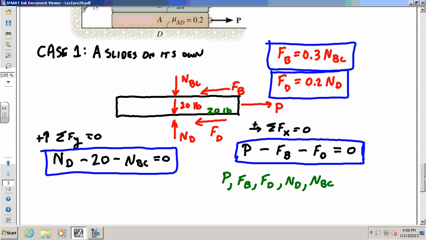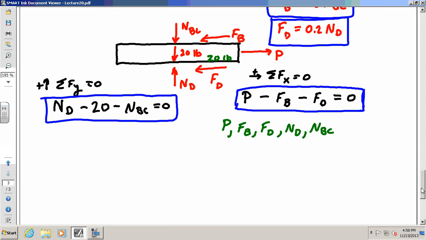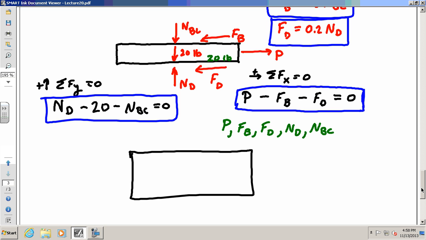No, not necessarily case 2. I don't want to get into case 2 just yet. The little rope thing? Sure. How about the little rope thing? When this A slides out on its own, what happens? How about I draw the other part? The top part, right? It's a combined system. I'm going to draw it as a combined system.